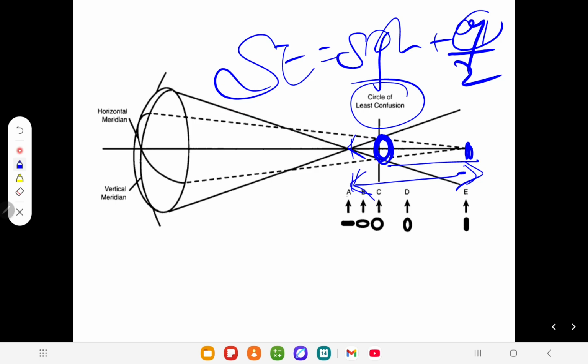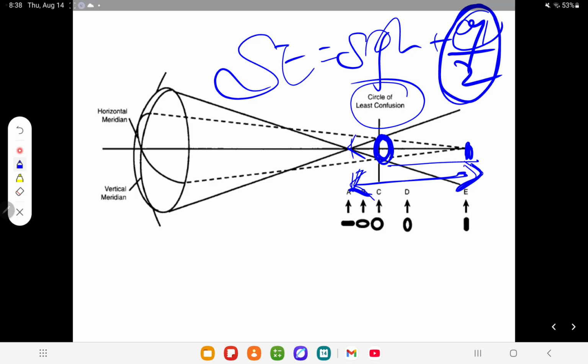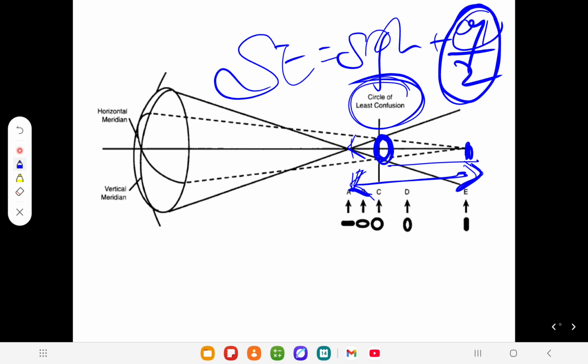What do you mean by CYL? CYL is exactly this gap, which is in Sturm's interval. And divided by 2. Why? What is this? This is in diopter. That's why circle of least confusion lies at the center of the Sturm's interval. Center in a sense in diopter, not linearly. Okay.